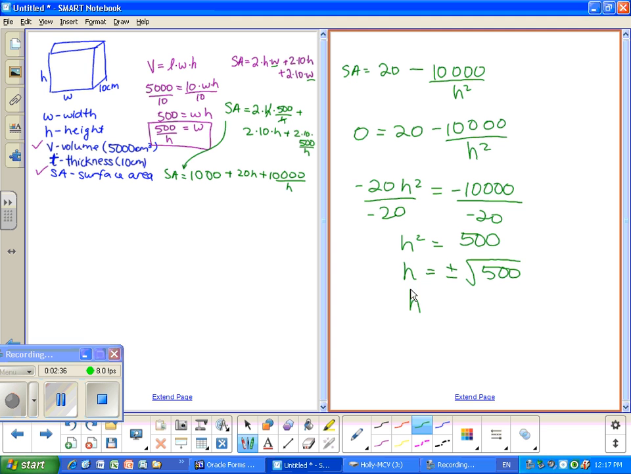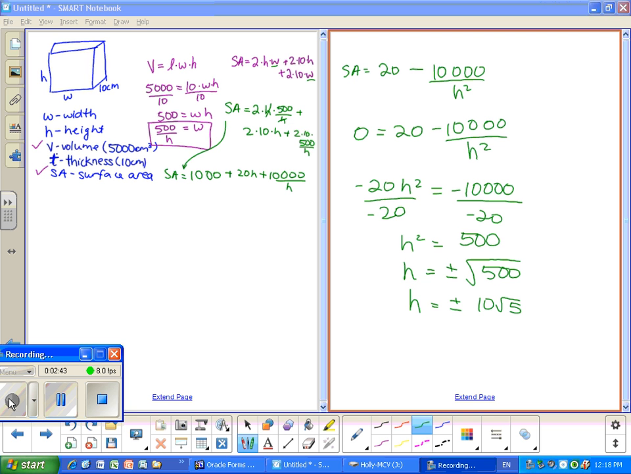We can simplify so it's H equals plus or minus 10 root 5. When you're looking at a question with a height, we have a plus and a minus. Can we have a minus height? No. So we can say here that H has to be greater than 0. So we can ignore the negative case. The only issue here is you can't assume that that's a maximum or a minimum. So we have to figure out, is it a maximum or minimum? Because if it's a maximum, then we haven't minimized the amount of material. So how can we tell if this is a maximum or a minimum?